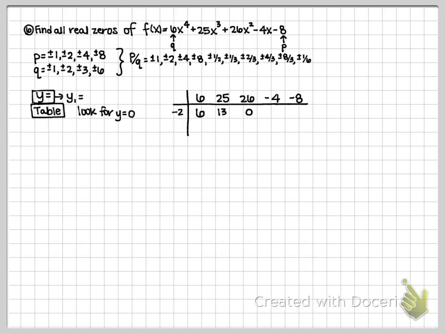-2 times 0 is going to give me 0. Added is going to give me -4. And then -2 times -4 is going to give me +8. Added is going to give me 0. Okay, this works. This is good.